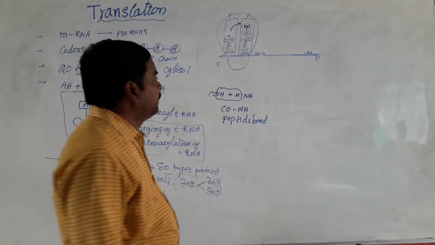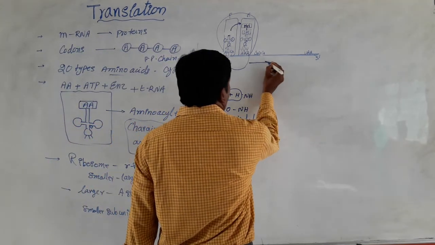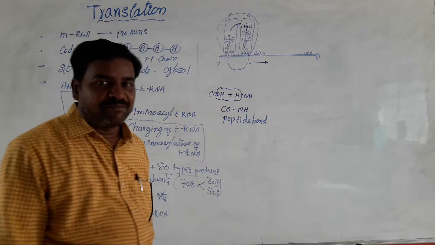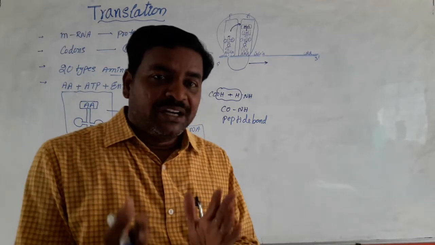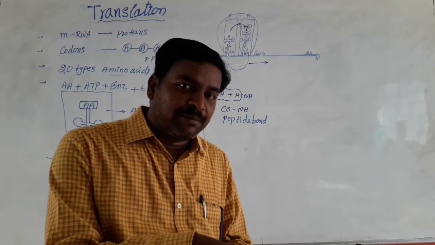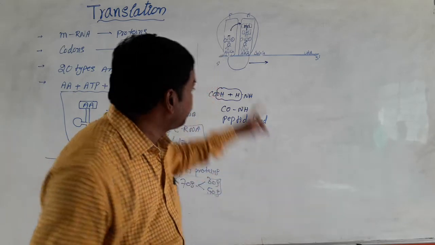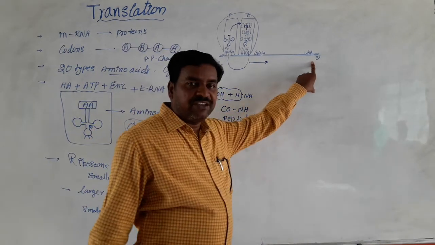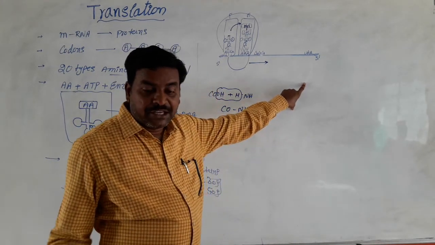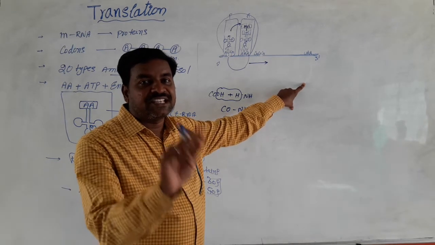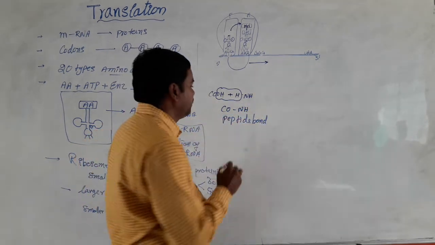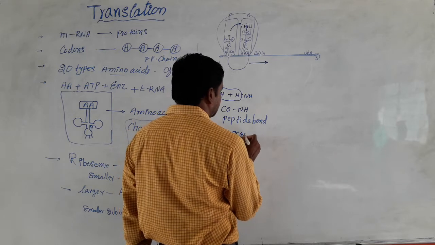Now this ribosome migrates to the next codon. The movement of the ribosome along the mRNA from the 5' region to the 3' region by one codon length, such a movement of the ribosome, is called translocation.